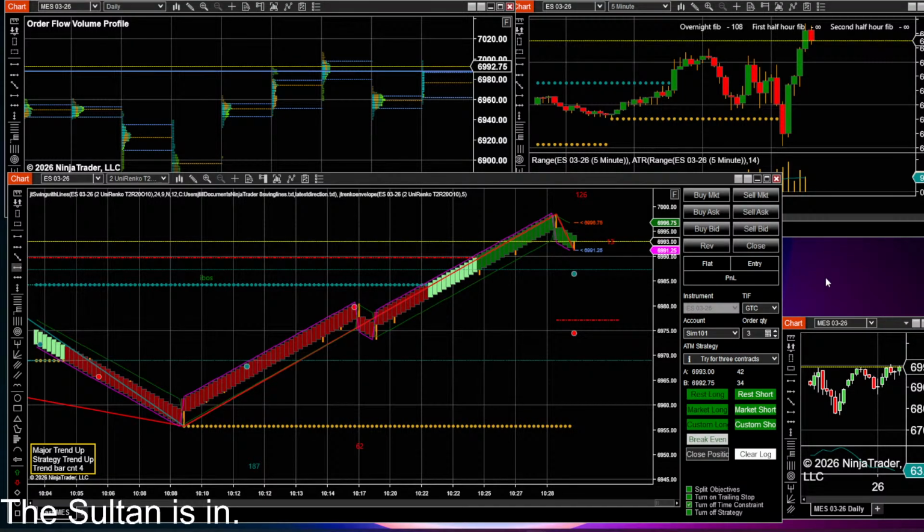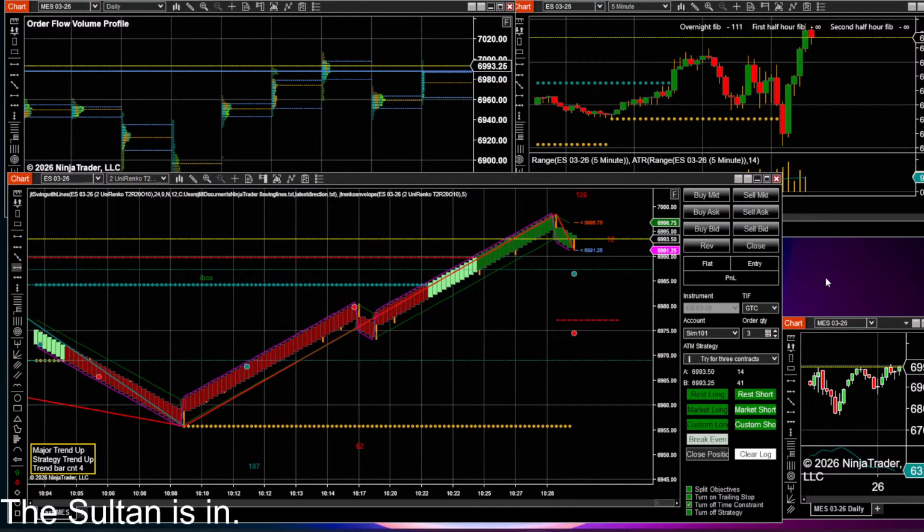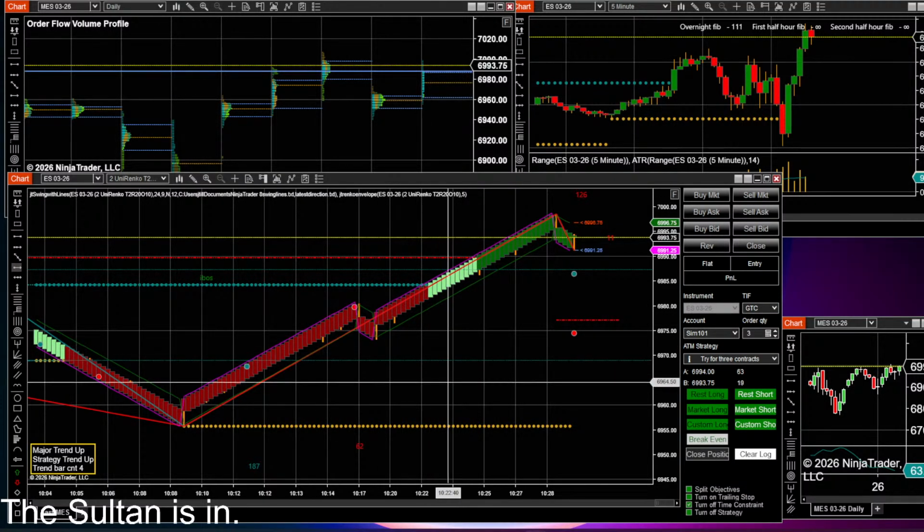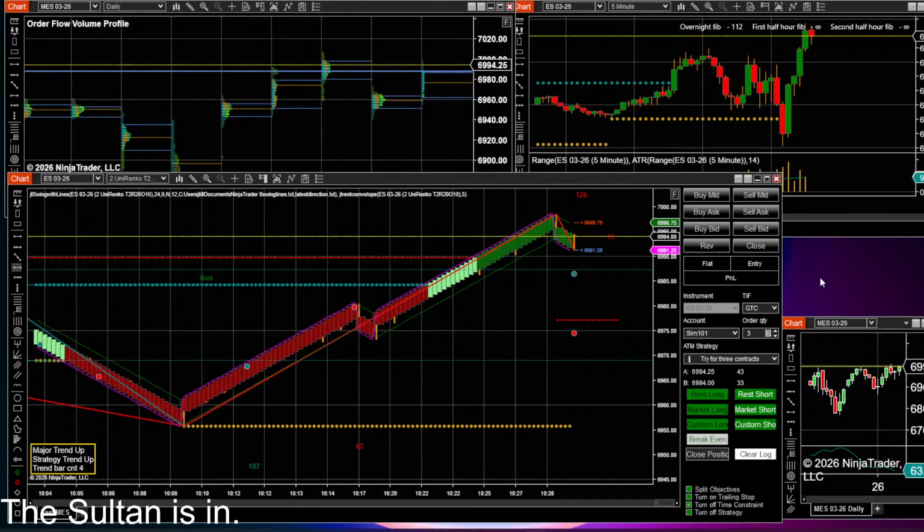So this is a bigger pullback in the uptrend. The minor is still intact until way down here at 73.25 currently.